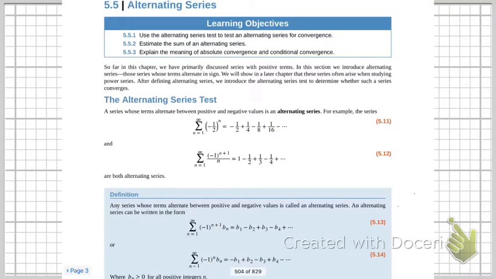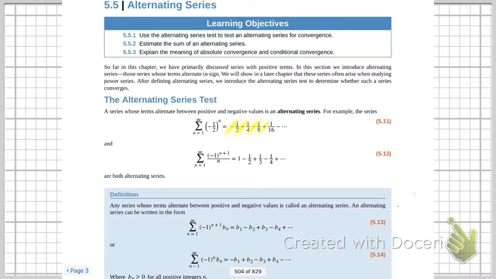Section 5.5, alternating series. So now what we're talking about today is alternating series. We dealt with series so far, and most of them are positive. So here we're going to actually get into the series where we're dealing with these alternating signs. So here, we get a plus, a minus, plus, minus.